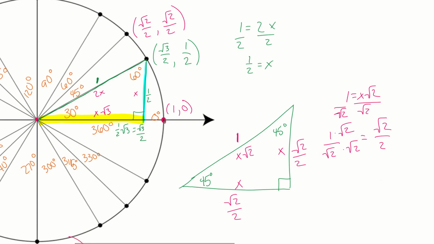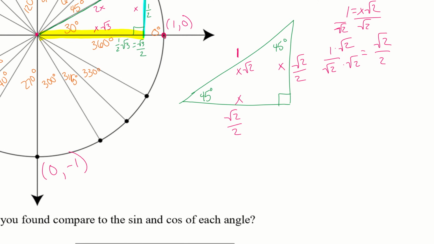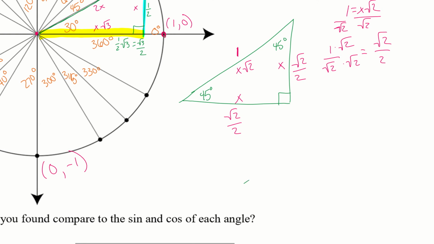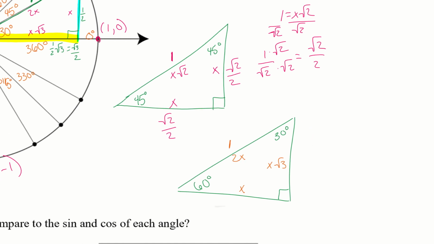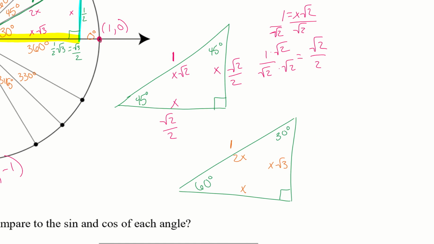Okay, and then let's go ahead and go over the last one, which is 60 degrees. So once again, I have my right triangle. This is 60 degrees, so therefore this has to be 30. And I know that my radius is 1. Okay, so we have x, x root 3, and 2x. So once again, I know 1 has to equal 2x, and my goal is to find x. Divide by 2, so I know that x equals 1/2.